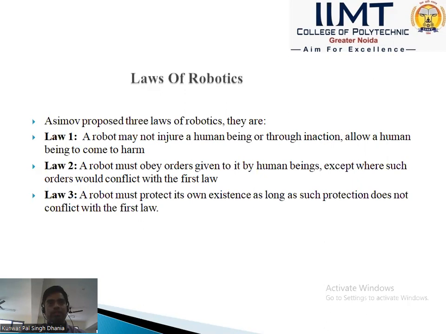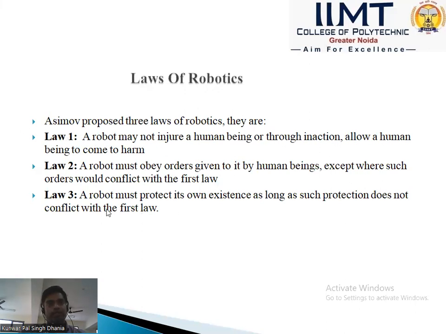So it is the first consideration while designing and manufacturing the robot, that it could not harm the human being. The second law says a robot must obey orders given to it by human beings except where such orders would conflict with the first law. It says the robot obeys the instructions given by the human being except that it could not conflict with the first law. It means it could not harm or injure the human being in any case.